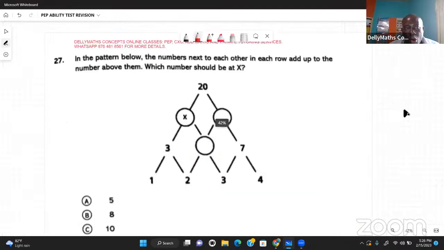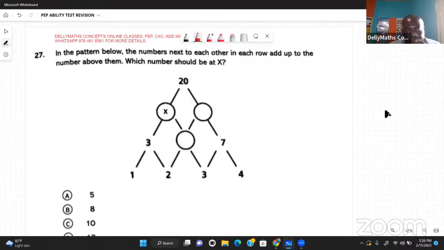Let's go. All right. It says here in the pattern below, the numbers next to each other in each row added up to the number above. So we're seeing what they're saying here. You could see 1 plus 2 gives 3, and then you can see 3 plus 4 gives 7. So check that out. The numbers at the bottom, they add to put the 1 on top of it.